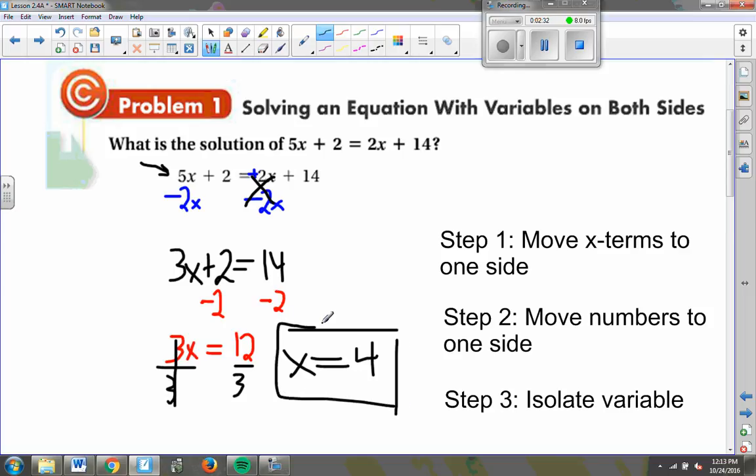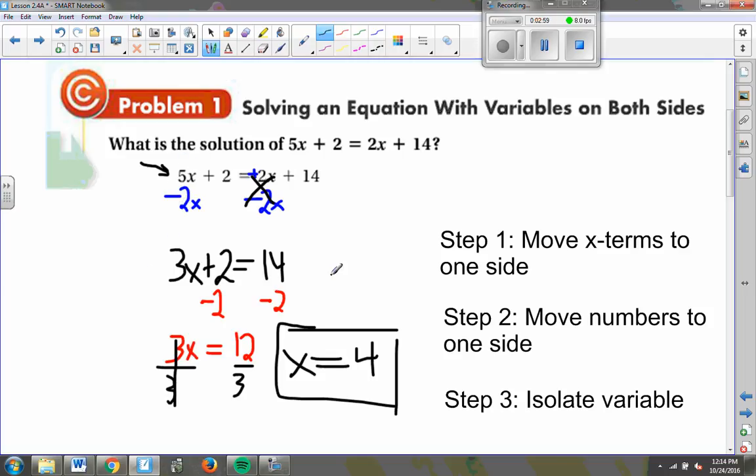Okay, so there's my 3 steps. Step 1 is move all the x terms to one side, or all the variable terms. It could be any letter, right? x, y, z, a, b, c. Move those variable terms all to one side by subtracting, if it's positive, or adding if it's a negative that you have to move over. Do the opposite of whatever the sign is in front of that term. Make sure that we do subtract or add it, combine it with the other variable term on the other side.